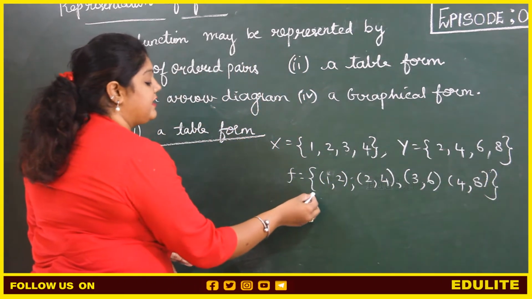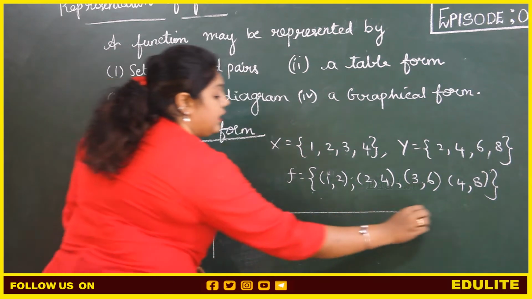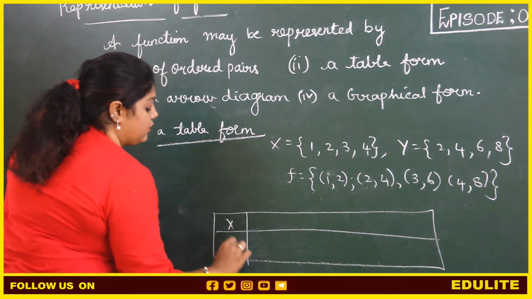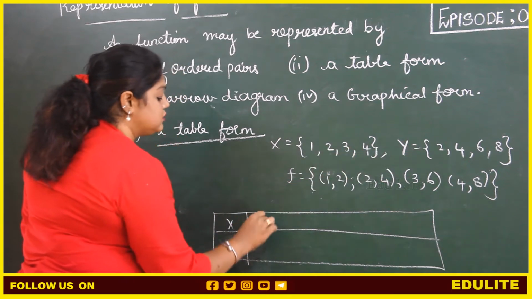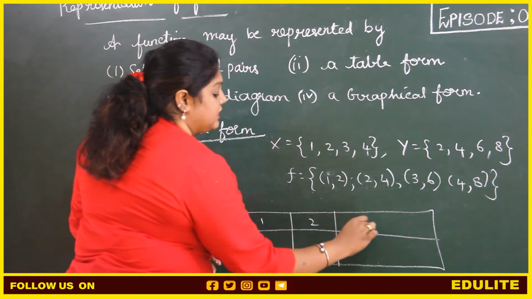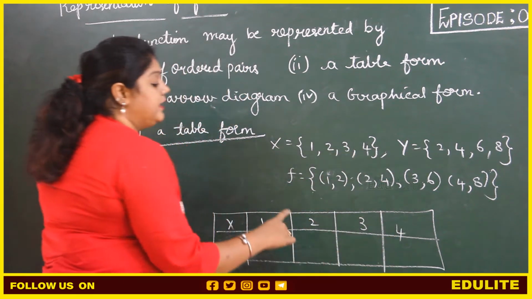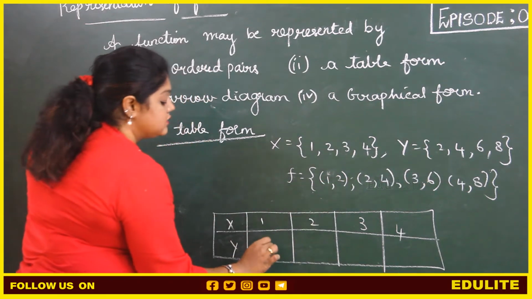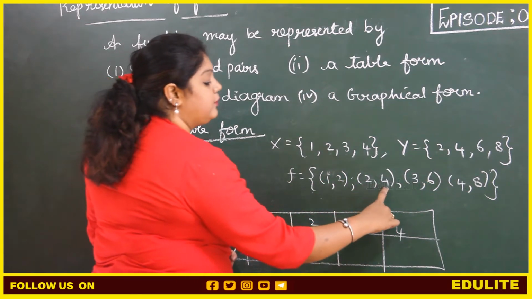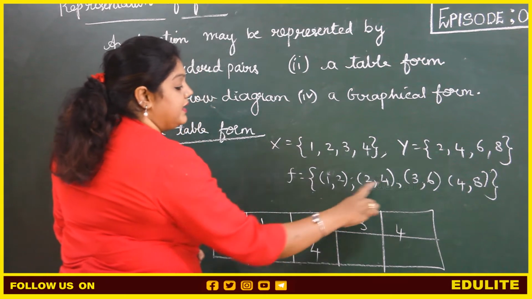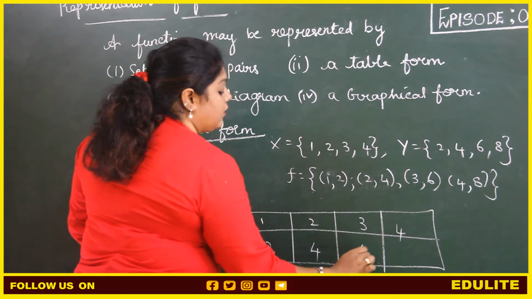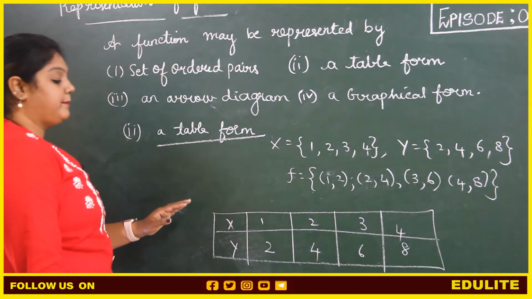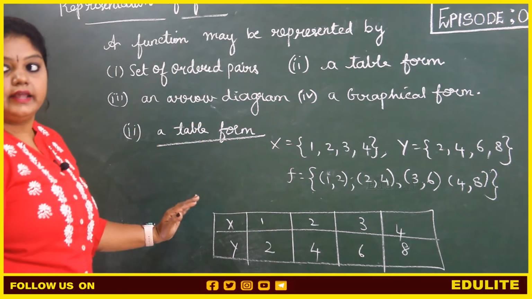So we will take the function f and represent it in table form. This is how we represent it. x and y: x has a set of values 1, 2, 3, 4. According to the function given, 1 is mapped to 2, 2 is from y. So 1 is mapped to 2, 2 is mapped to 4, 4 is from y. Next, 3 is mapped to 6, 6 is from y, 4 is mapped to 8, 8 is from y. So this is the representation of a function in table form.